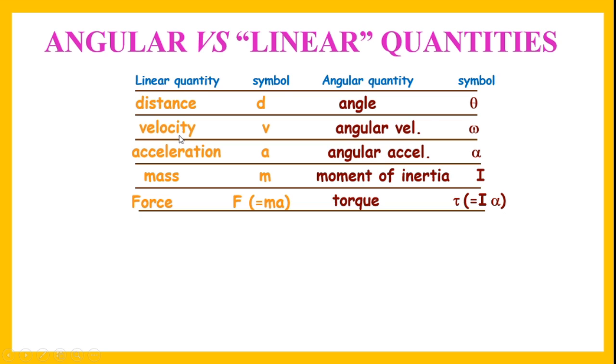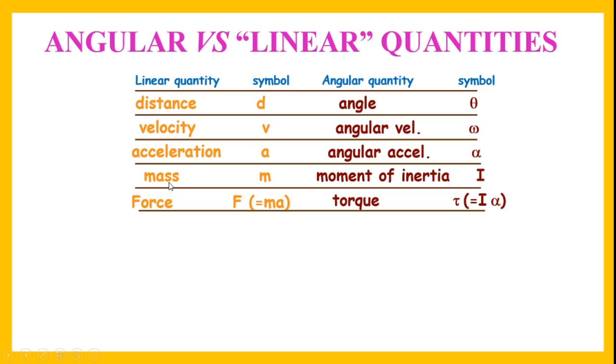Whereas the linear quantity velocity, the symbol of velocity is v. The relative velocity because of rotation is called angular velocity, which is described by the symbol omega. And the next one is acceleration. Acceleration is a linear quantity which has the symbol a. The angular acceleration related to rotational motion is called angular acceleration, and it is denoted by the letter alpha.